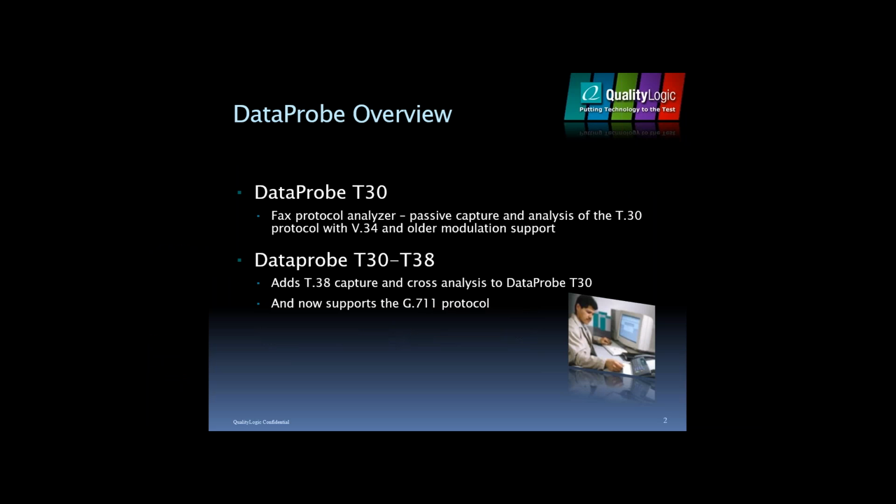Basically, DataProbe is intended as a protocol analyzer. As Steve mentioned, it comes in two flavors: the basic T30 version, which absorbs and looks at analog RJ11 signals commonly sent over regular telephone systems via switch circuit, which is actually what facsimile was designed for.